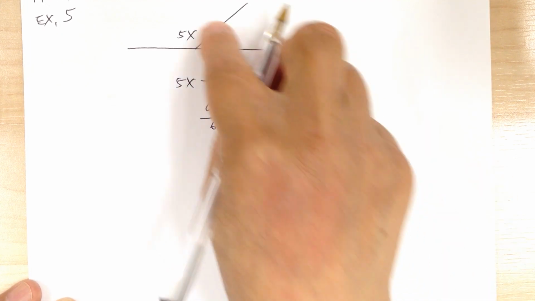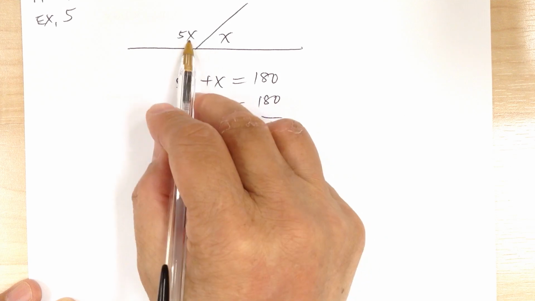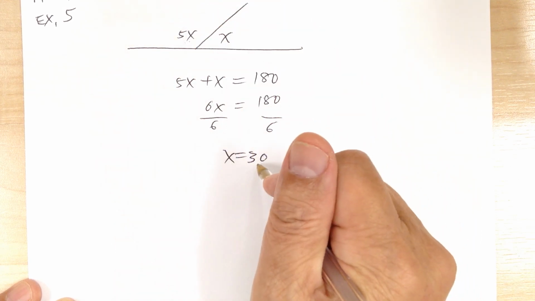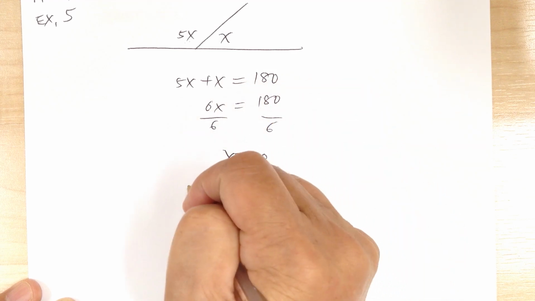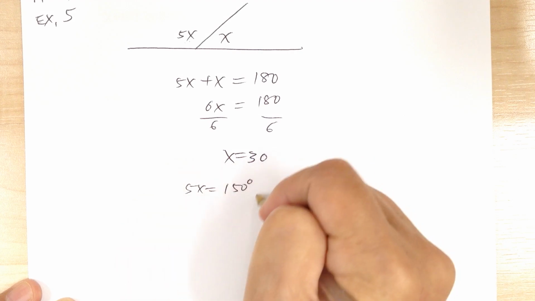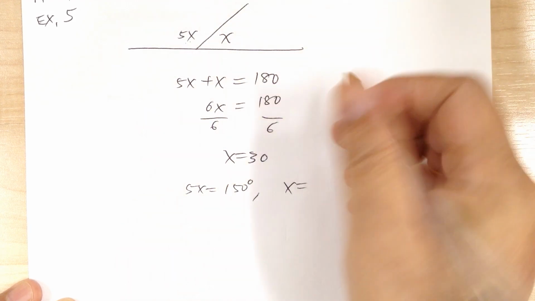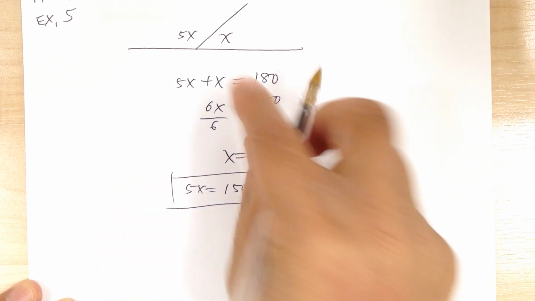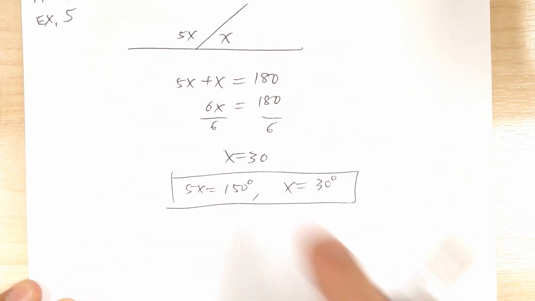Okay, so now you can find each of the angles, right? This angle is 5x, so 5 times 30 will give you 150 degrees. And the other one, x, would be equal to 30 degrees. So those are the two angles: 150 and 30 degrees.